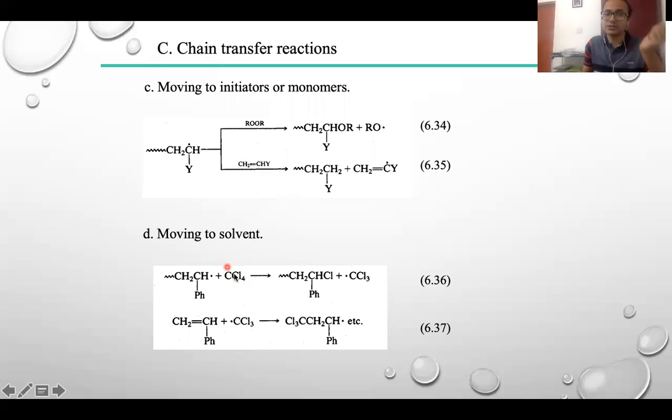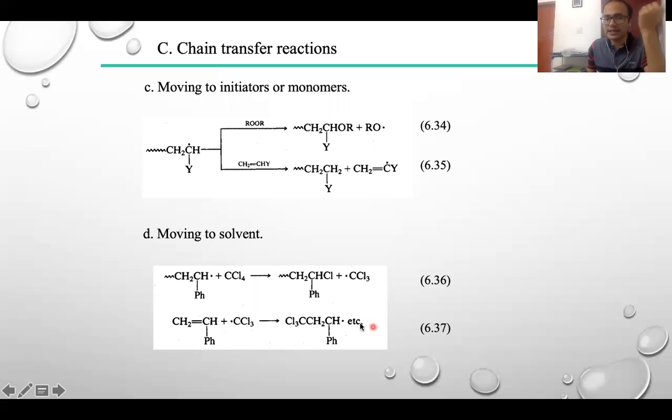Apart from that, it can transfer to solvent. CCl4 is a kind of solvent that is often used in polymerization processes. So when CCl4 is used, it can transfer to that. How can it happen? You have a CCl bond that can undergo homolysis. The Cl radical that is formed can combine with this growing chain radical to form a neutral molecule, and thereby this solvent radical is formed, which can further combine with a monomer to form an activated monomer, and therefore polymerization can happen here as well.